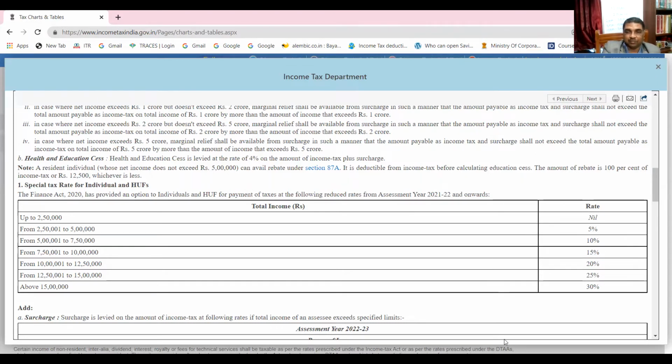Understood what I said? You have seen the slab rates, and on that basis you are supposed to pay income tax. But if the assessee's total income is up to 5 lakh rupees, not exceeding 5 lakh rupees, then he is eligible to get a rebate under section 87A. What is that rebate? 100% of income tax or rupees 12,500, whichever is lower, will be allowed as a rebate. Are you getting me?